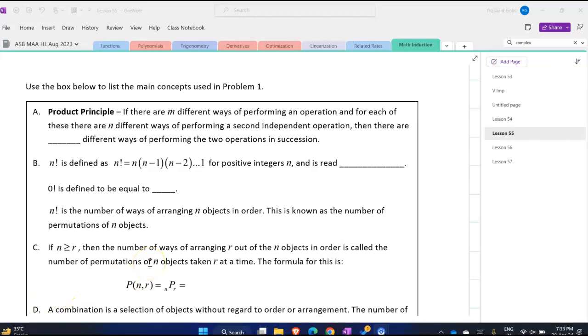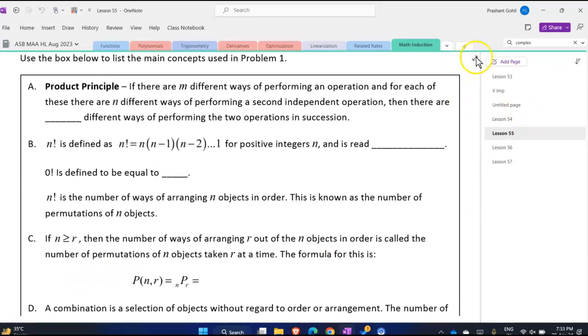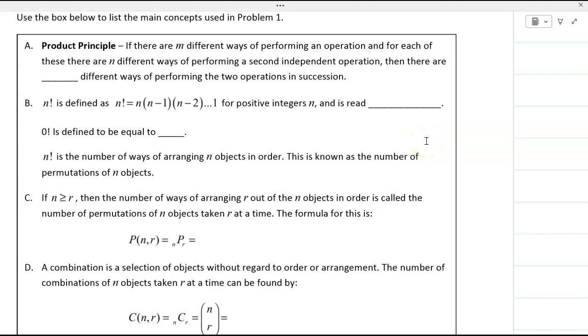Now the main concept you need to remember is this. What you need to know in this case is the product principle. In the product principle, if there are m different ways of performing an operation, and for each of these there are n different ways of performing a second independent operation, then there are m into n ways of doing each of the successive operations in succession.